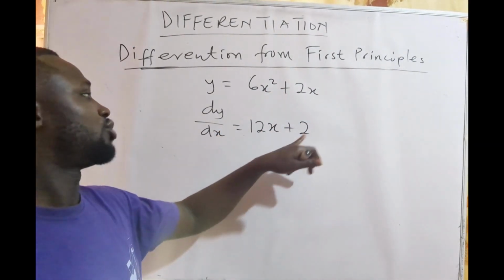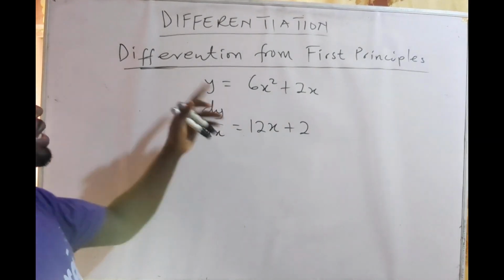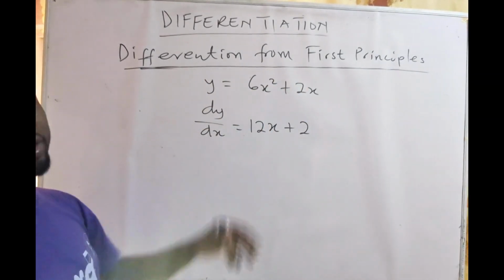So our differentiation of 6x squared plus 2x will become 12x plus 2. Okay, so now we are going to learn how we can use the first principle to also differentiate.